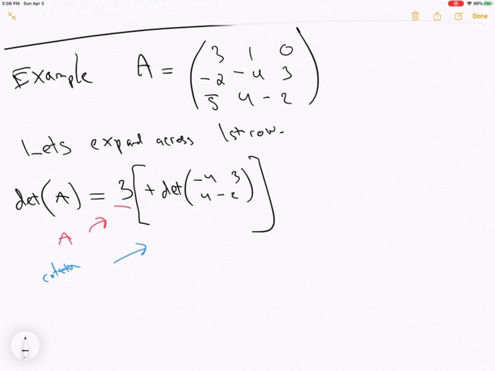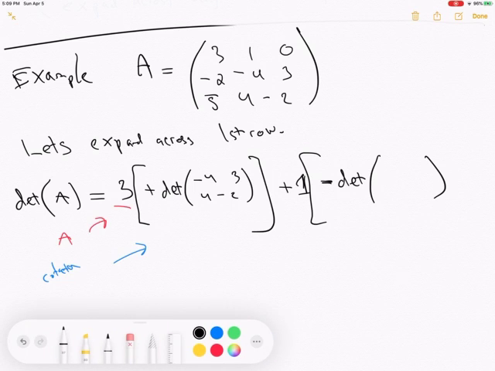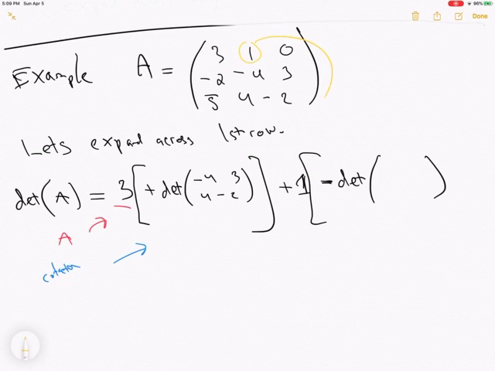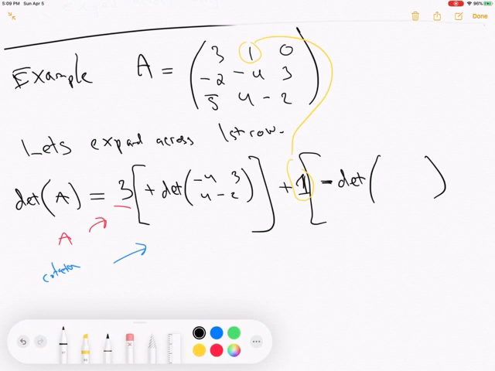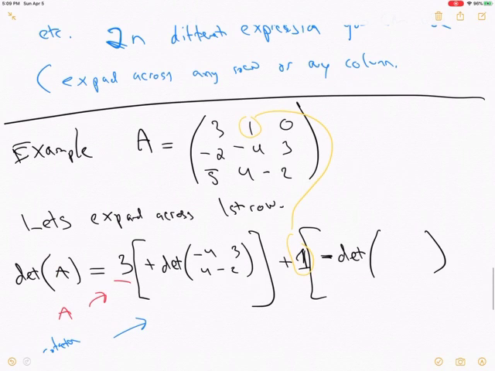Now what else do we have to do? Now we have to add to it the next entry of that first row. We have to multiply that times the cofactor. But now the cofactor will have this negative 1. So now it's the 1, 2 entry, so there's going to be a negative here, and it'll be times the determinant of the corresponding submatrix. So this 1 comes from here. If you delete the first row and the second column, then you obtain this submatrix, minus 2, 3, 5, minus 2.